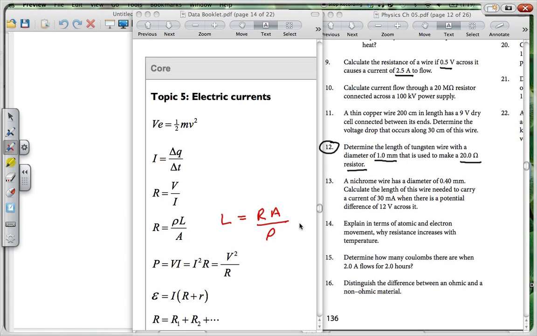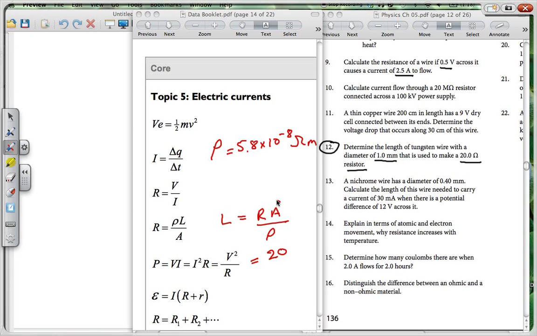Now we need to get that value, and if we look in our textbook, they do give us those values. I'll just quickly find it here. For tungsten, it is 5.6 times 10 to the negative 8 ohm meters. So the rho value for that is 5.8 times 10 to the negative 8 ohm meter. So I'm going to have, therefore, my length. My resistance that I want is 20 ohms, so that's 20.